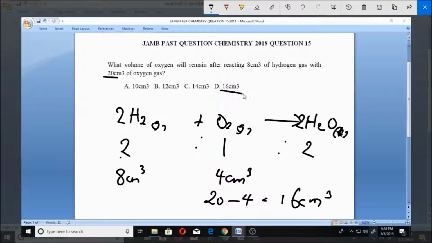So the answer is D, 16 cm³. So very simple, you have to write the equation, then you have to deduce what your answer is from the equation. Thank you.